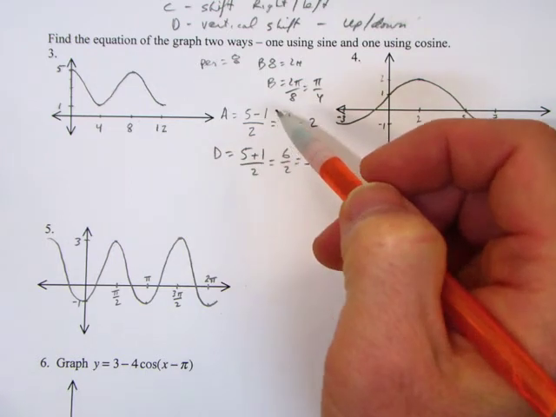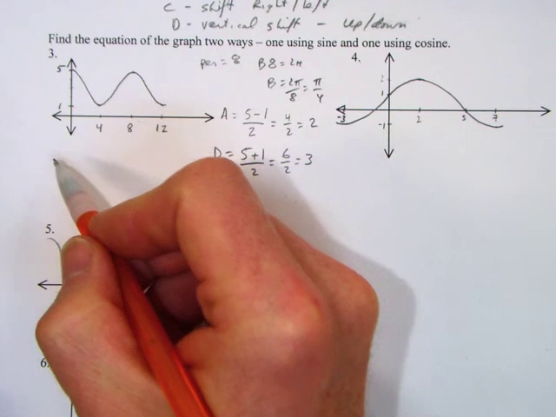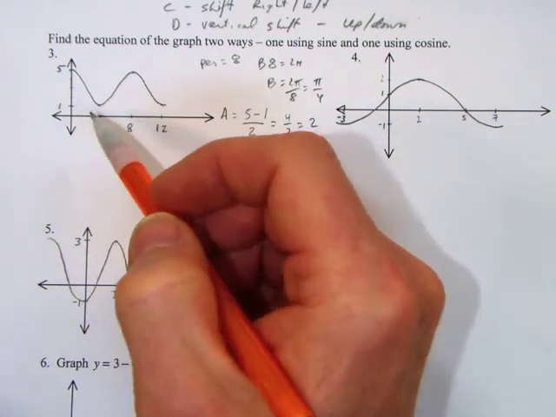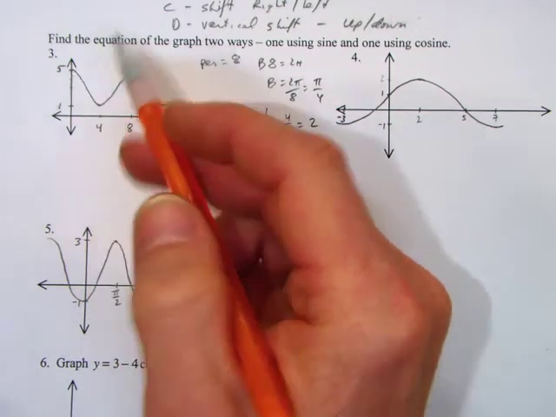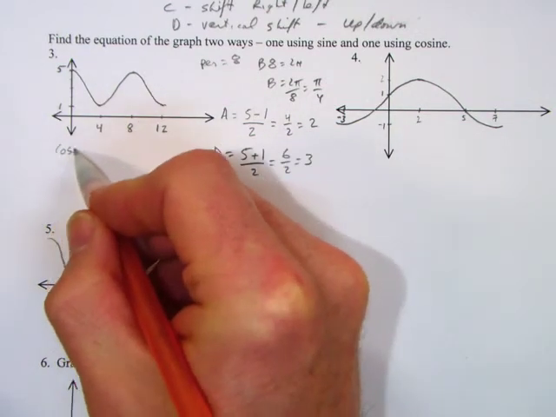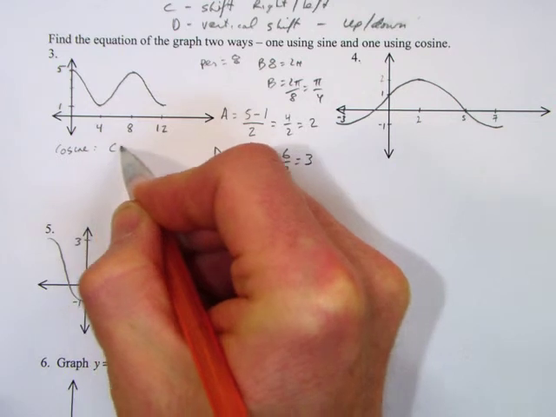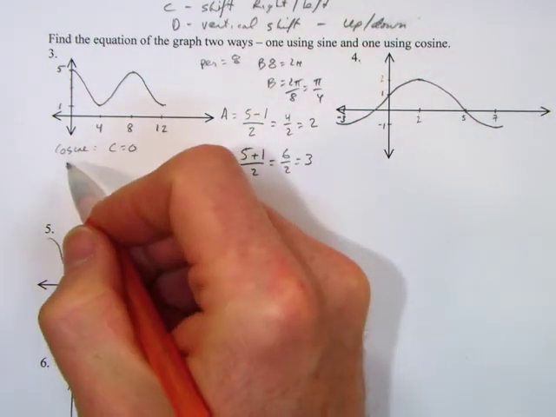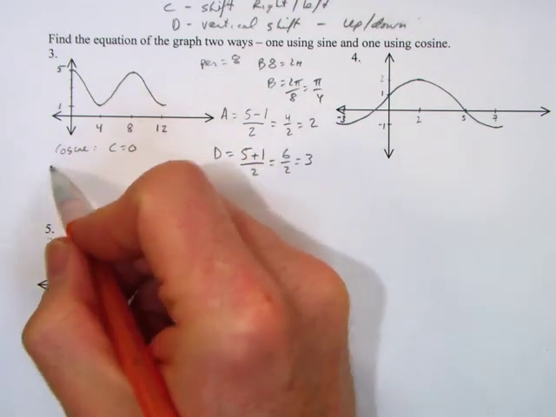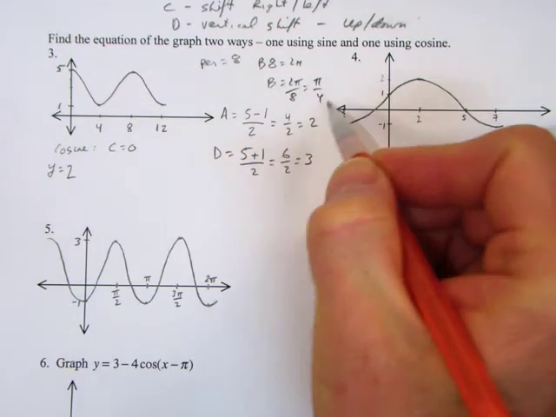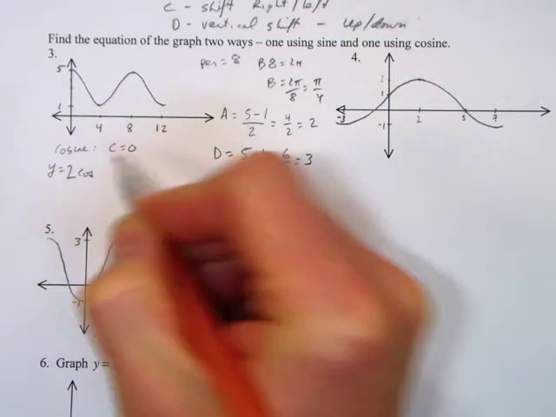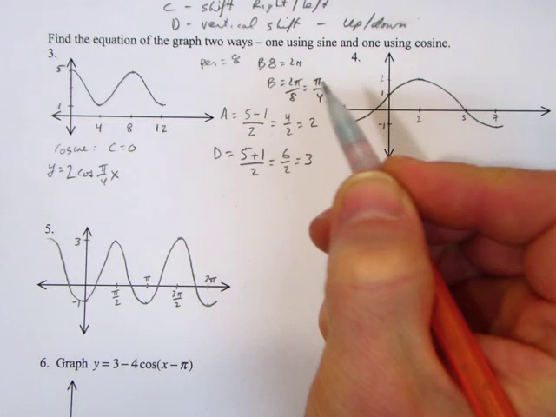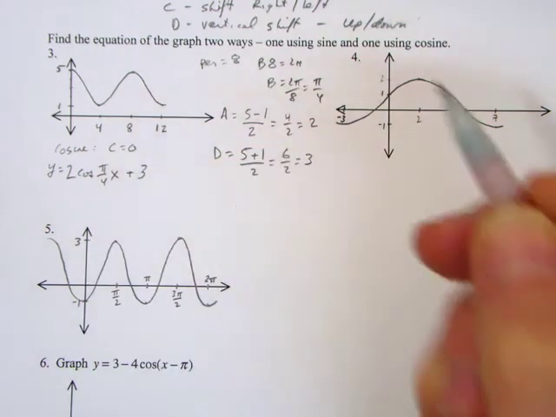Well, C is going to depend on whether it's a sine or a cosine graph. So which one is easier right now? You should recognize right away that cosine is the easiest one since it starts at our high. So if it's cosine, then C is 0. That would be the easiest way to do it. So that equation would be y equals, we have our A, 2 cosine of pi over 4. There is no horizontal shift, x, and then we'll add 3.